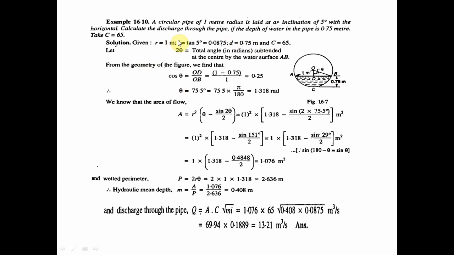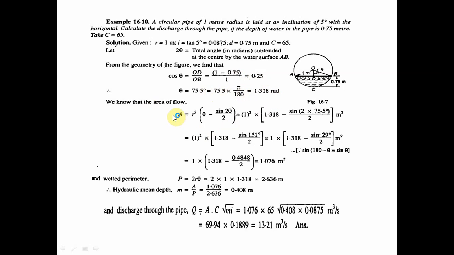So 2 theta is equal to the total angle in radians obtained at the center by the water surface AB. From this figure, we can find that cos theta is equal to OD divided by OB, so (1 minus 0.75) divided by 1, that is equal to 0.25. Therefore theta is equal to 75.5 degrees. Therefore 75.5 into pi by 180, that is 1.318 radians.